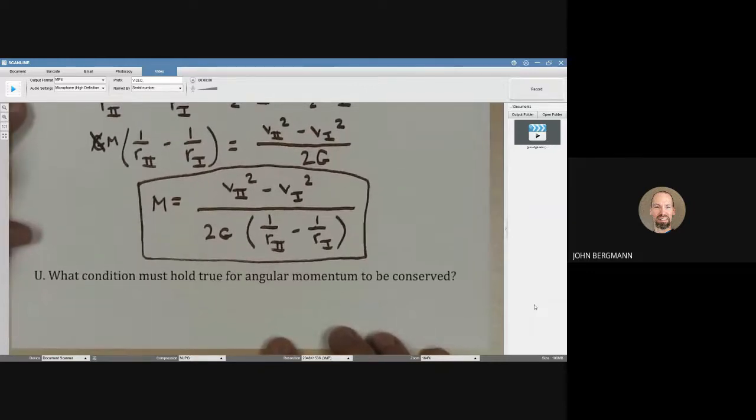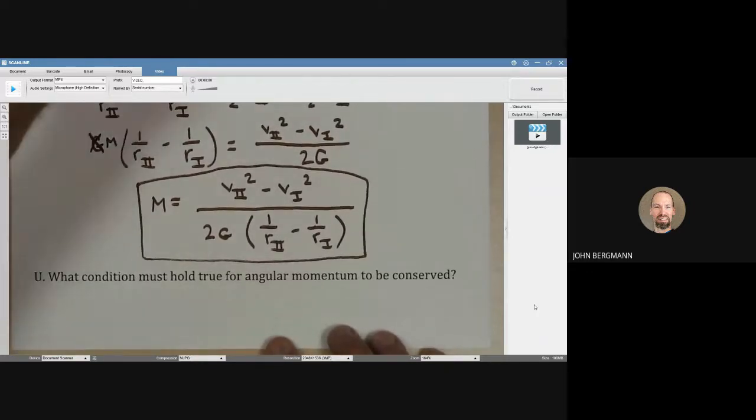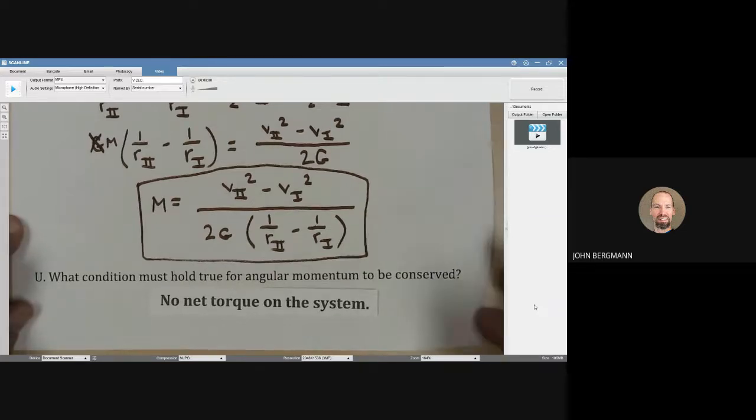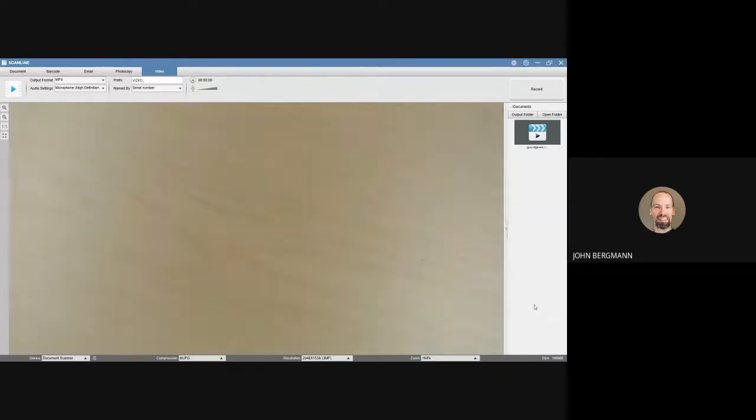What condition must be true for angular momentum to be conserved? So this is a review question. No net torque on the system. For angular momentum to be conserved, no net torque.